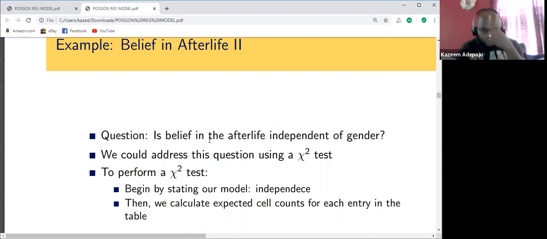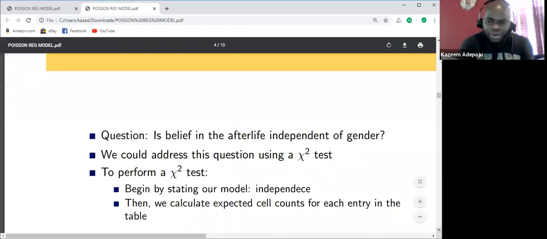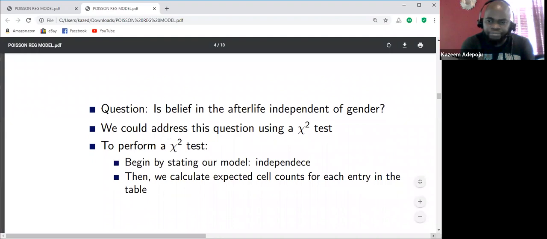Now, if we want to solve the problem, we could address this question using a chi-square test. And how do we perform a chi-square test? We can perform a chi-square test by trying to measure discrepancy between the observed and the expected. You're actually going to see what we're going to do right now.